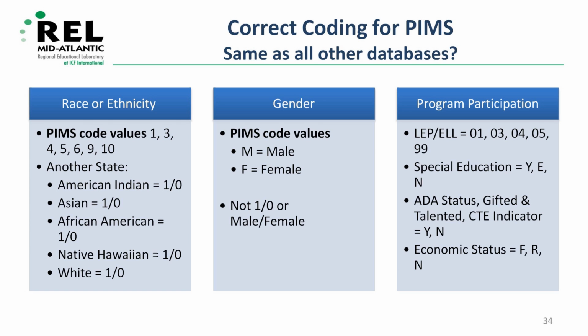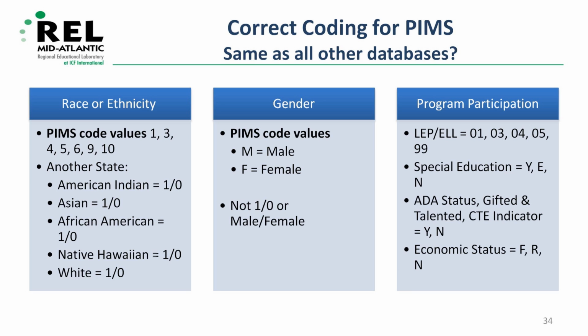PIMS is a male-female. A lot of places I've been, it's 1, 0. Or some spell it out. And again, I prefer one digit, because if you type in 4 or 7 characters, typos are more prone to happen. Program participation, LEP, it's not just a 1 or 0 or a yes or no. Special ed, it's not just a yes or no.